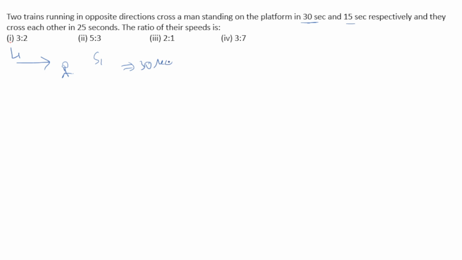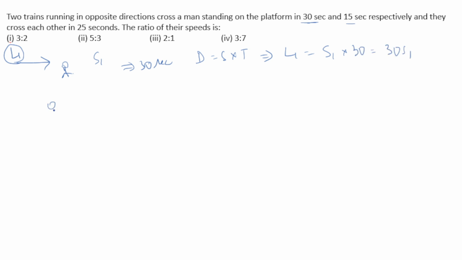So distance is equal to speed into time. Here the distance is the length of the train. It is L1 and is equal to the speed of the first train, S1, into 30. It is 30 S1.